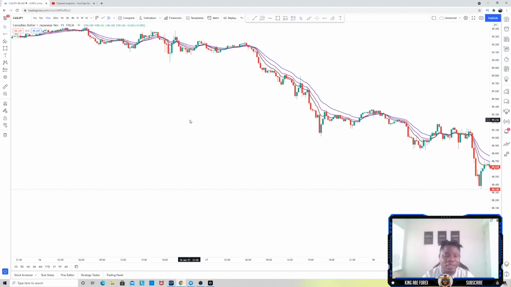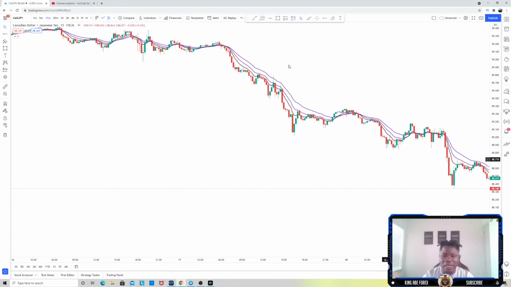So now, what I have on my chart is 3 moving averages, which is 3 EMAs. I have the 8 EMA, the 13 EMA, and also the 21 EMA. Now I'm going to be showing you 2 examples, which is a sell example, and I'm also going to be showing you a buy example.